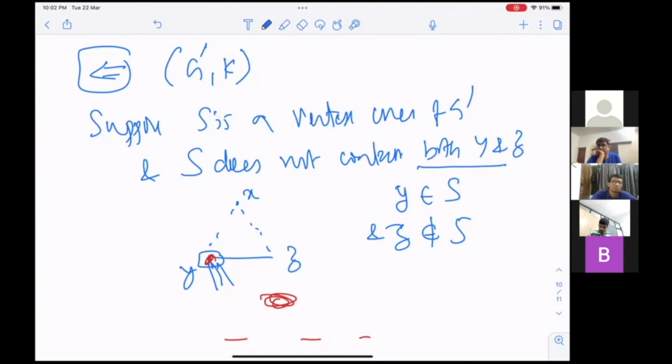And I see there's an issue here. If you give me a vertex cover of G prime, S, that contains Y and doesn't contain Z, I have absolutely no idea how to make, starting from S, a vertex cover of size K for G. I absolutely don't know, because S itself has size K. Do people understand what my issues are? Yes, yes.